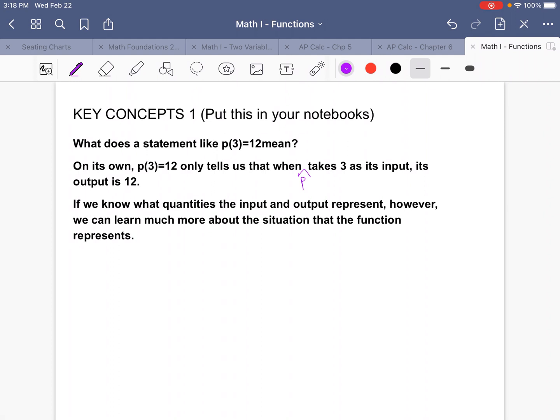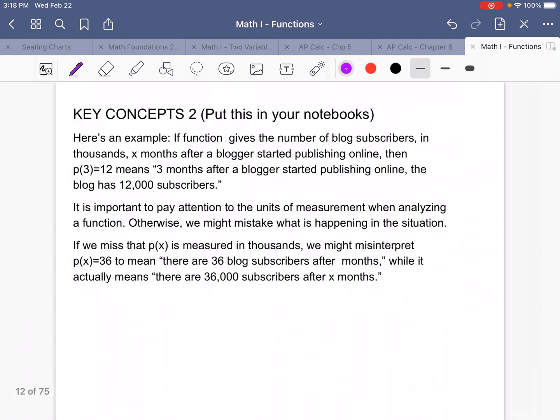the function represents. So, for example, if a function gives the number of blog subscribers in thousands X months after a blogger started publishing online, then P of 3 equals 12 means 3 months after a blogger started publishing online, the blog has 12,000 subscribers.